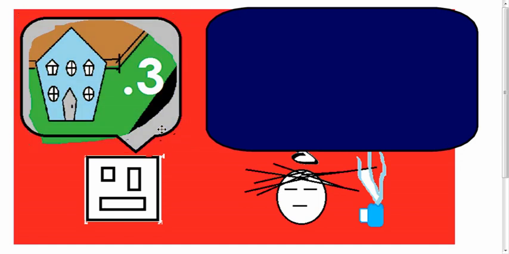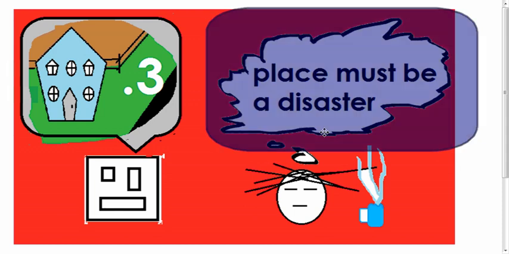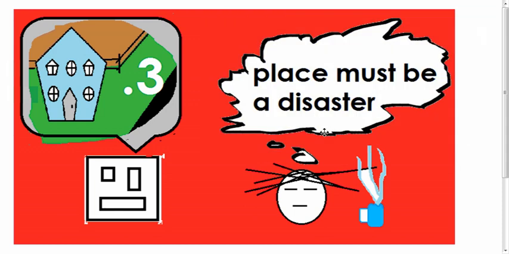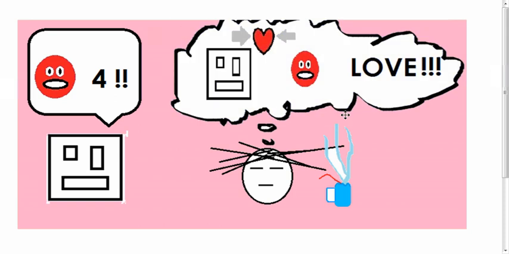Now, let's say Dr. Square says, oh, this house is a 0.3. Therefore, Crazy Hair can interpret that as, man, that place must be really bad. Dr. Square must not like it. And on the converse, if Dr. Square says circle is a 4, that means it's love. He really loves that thing that he's rating as a 4.